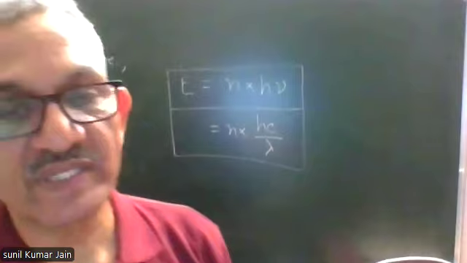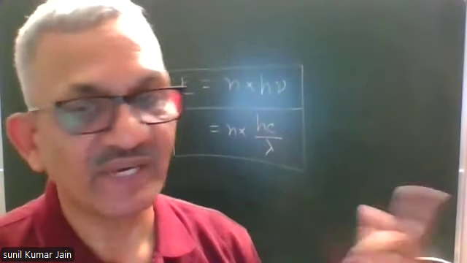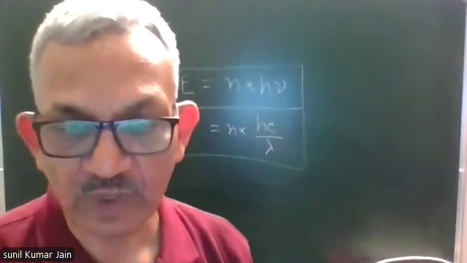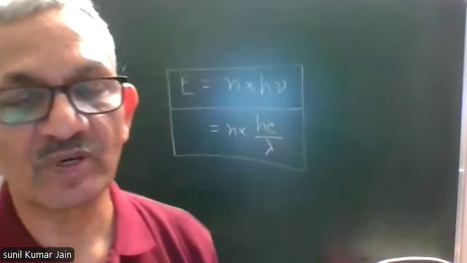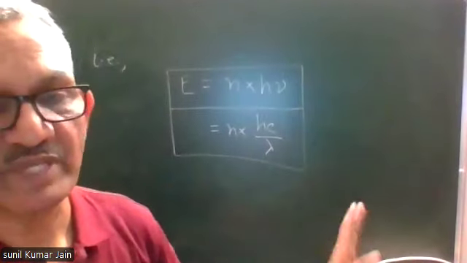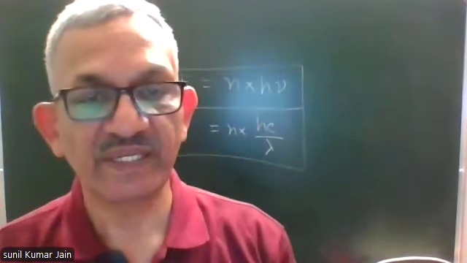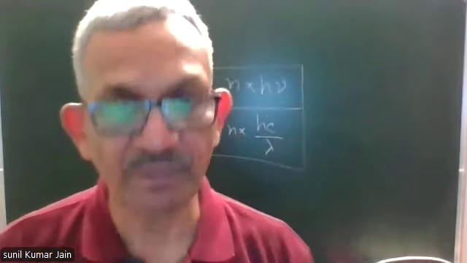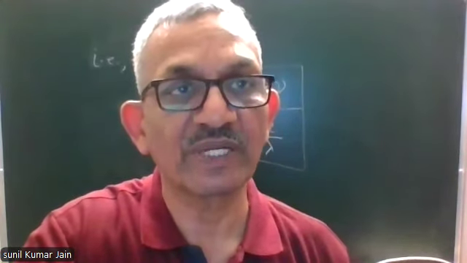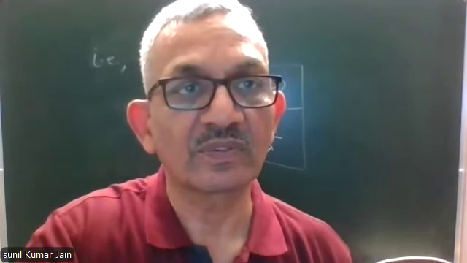If one photon is absorbed or emitted, value of n is 1. If 10 photons are emitted or absorbed, total energy absorbed or emitted will be 10 times h nu or 10 times hc by lambda, right? So n will always be a whole number. So based on this, we'll solve one numerical. I'm sharing this numerical on your WhatsApp.